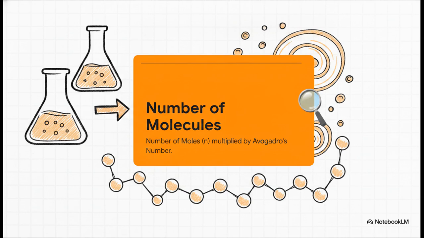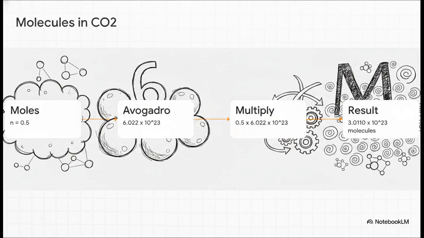We just take that number of moles we found, little n, and multiply it by that giant Avogadro's number. It's a direct stepping stone link right from our previous answer. Sticking with our carbon dioxide example, let's see how this plays out. We take our previously calculated moles, n equals 0.5, and bring in Avogadro's number to multiply.